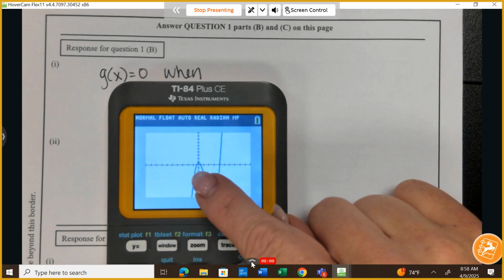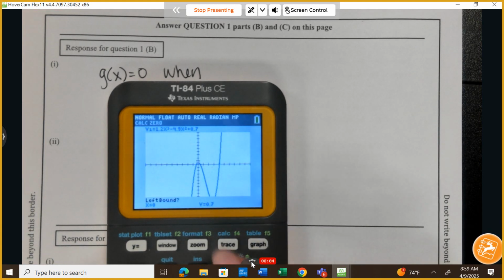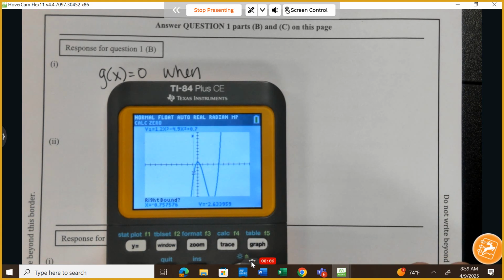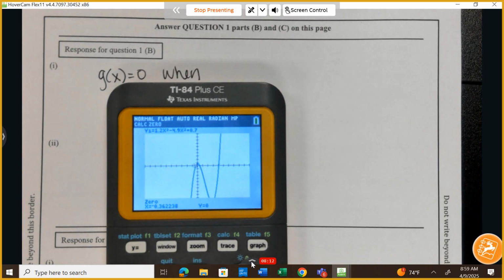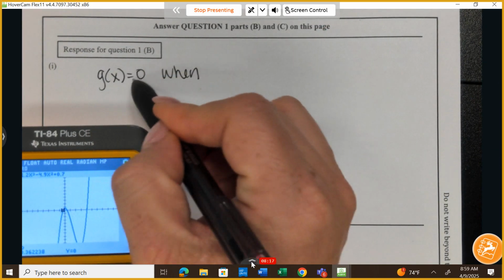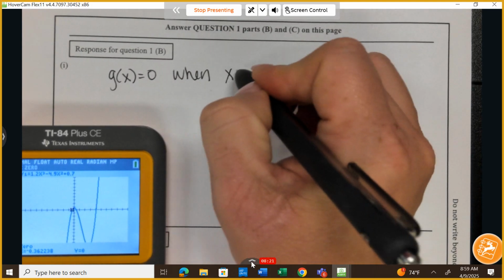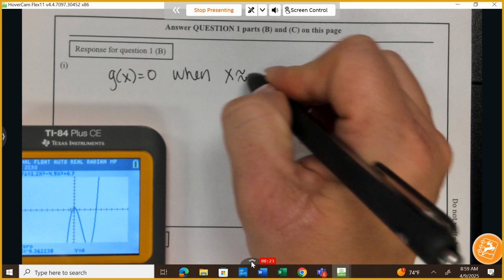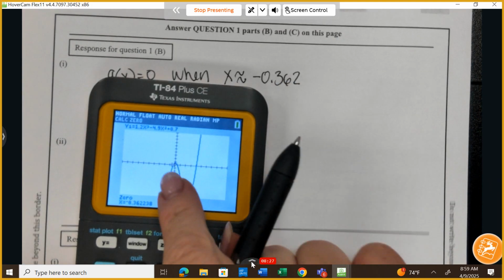So there's different ways in which we can go about getting this answer. Really, it's up to you. I want to find the zeros here. So I'm going to go slightly one way, slightly below, slightly above, and then approximation. Now, remember, I want to round to the nearest thousandth. So I'm going to come over here and say, okay, the function g is equal to 0, which means we have an x-intercept, or 0, when x is approximately negative 0.362.